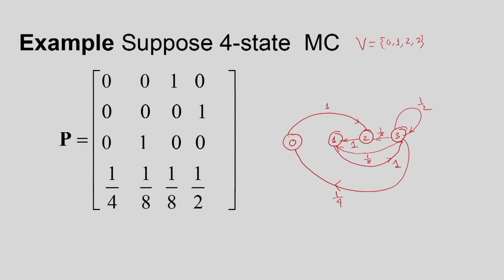Now we can see that 0 communicates with 1, because from 0 we can come here, and similarly from 1 we can go here, and then there is a path here. So that way 0 and 1 communicate. Similarly, we can show that 0 and 2 communicate, like that. This is an irreducible Markov chain. This is an example of an irreducible Markov chain.